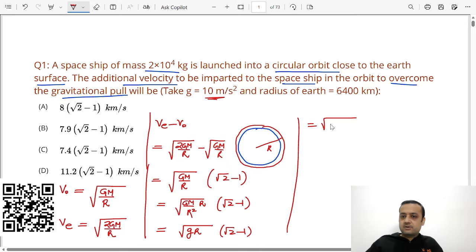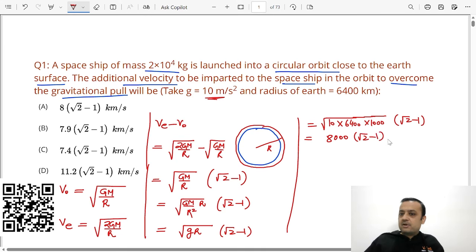The gravity value is 10, given in the question, and the radius of the Earth is 6400 kilometers, which we convert into meters by multiplying with 1000. So now root of 64 will be 8, and we have 6 zeros, so 3 zeros will come out. This will be your answer in meters per second. But if you notice the options, they are in kilometers per second. So you have to divide by 1000, which will become 8 (root 2 minus 1) kilometers per second. That will be the solution to this question.